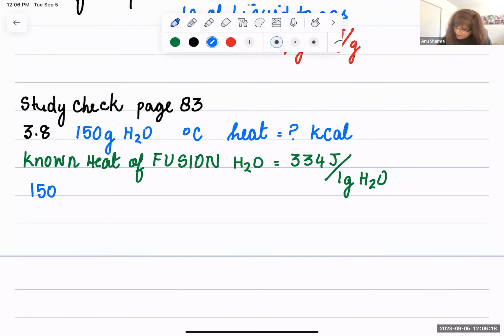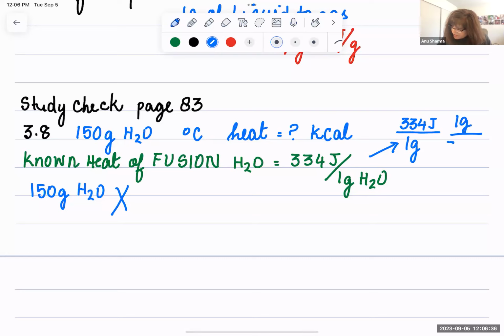So 150 grams of water multiplied by, now remember, you can write down the conversion factors: 334 joules per 1 gram, or 1 gram of water is 334 joules. We need the conversion factor that first converts 150 grams to joules, so we write 334 joules over 1 gram.